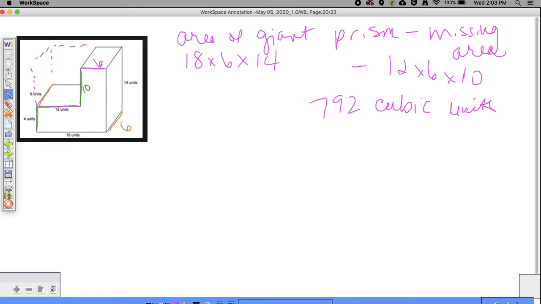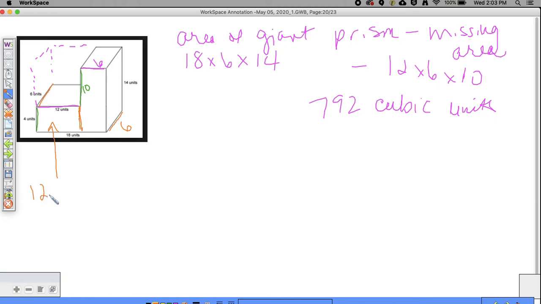But then the alternative too is you can break this down into this prism and then that prism, and then add those two together. And that might also work, and that would probably work as well. So this right over here, I could find the volume of this. If you notice, it's 6 by 12, and it's 4 units tall.